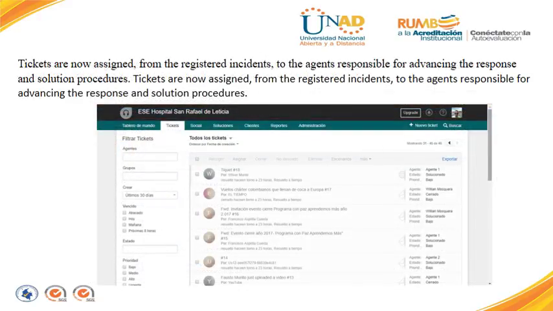Tickets are now assigned for the registered incident to the agents responsible for advancing the response and solution producers.